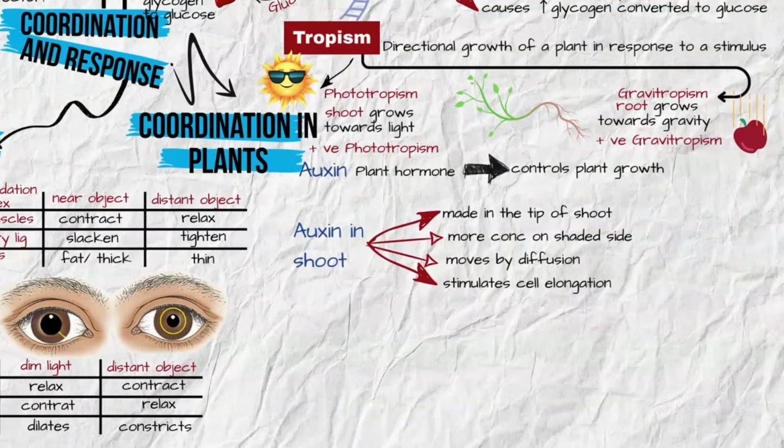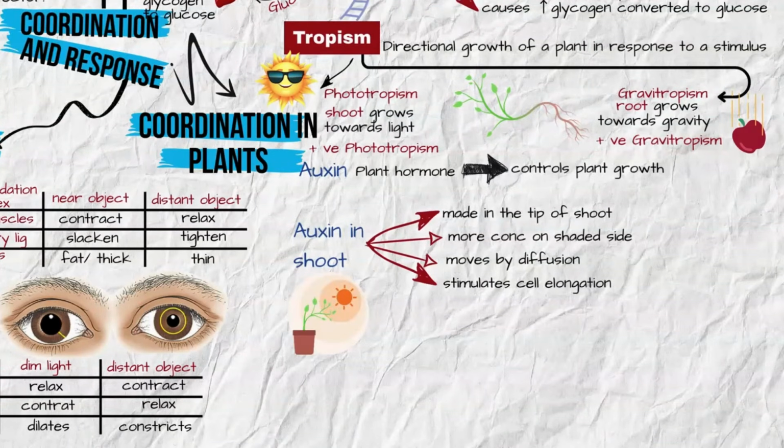So, the cells on the shaded side elongate more, and that makes the shoot bend towards the light. This is exactly how the shoot grows towards a light source. More auxin on the shady side, more cell elongation on that side, the shoot bends towards the light.